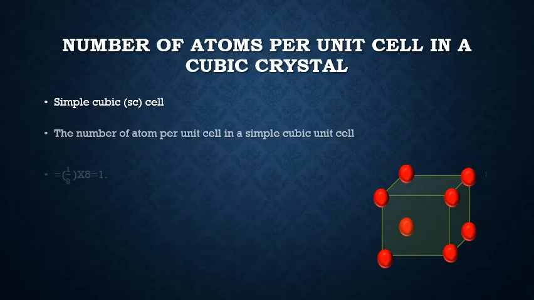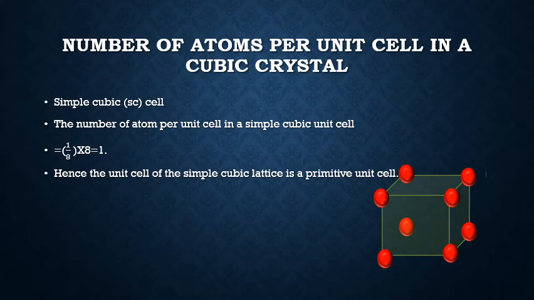Number of atoms per unit cell in a cubic crystal. Simple cubic cell. The number of atoms per unit cell in a simple cubic unit cell is 1 by 8 into 8 equals 1. That is, the atom in each corner is shared by 8 cubes. So the effective number of atoms is 1 for simple cubic. Due to this reason, SC is a primitive cell.